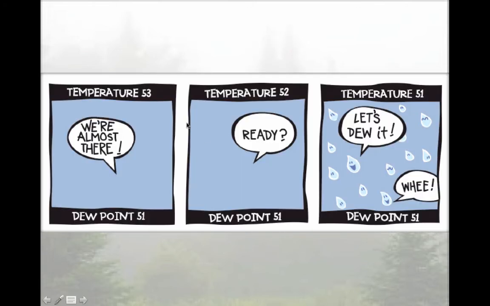Here's our comic strip about dew point. If the dew point is 51, the water molecules in the air at 53 are almost there. At 52 are really, really close. And then at 51, we're going to get little dew molecules. Our water is going to condense. If we get any cooler than this, we're going to have fog or clouds or something like that.